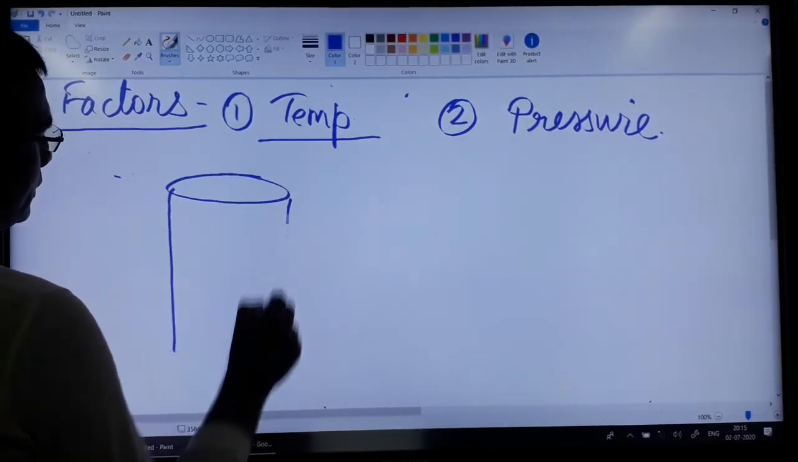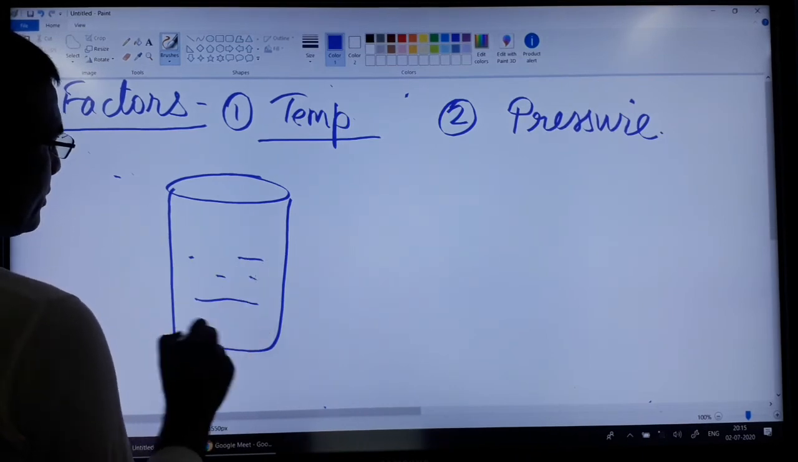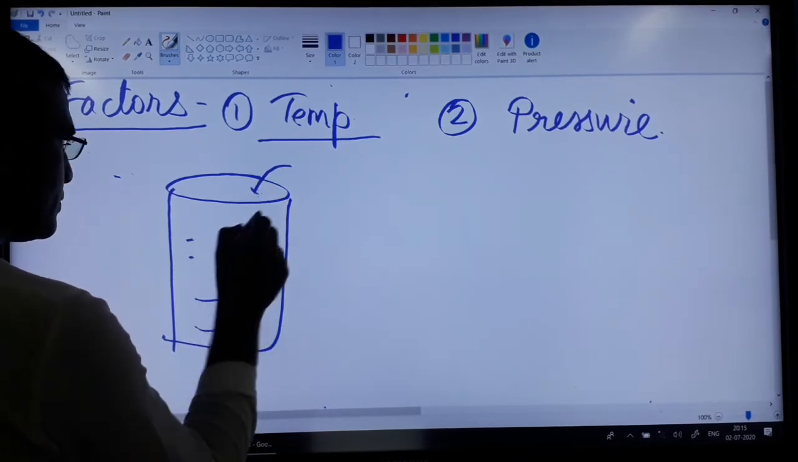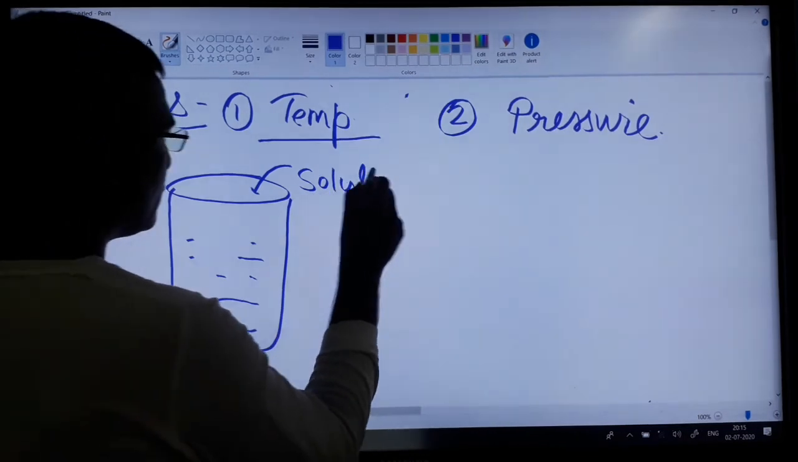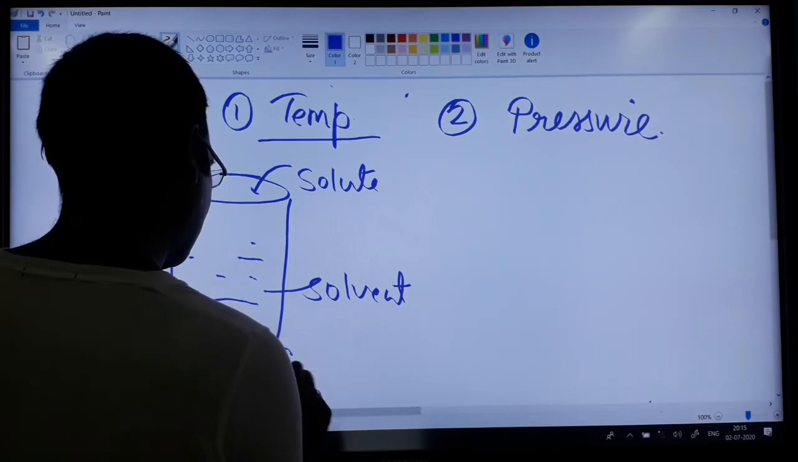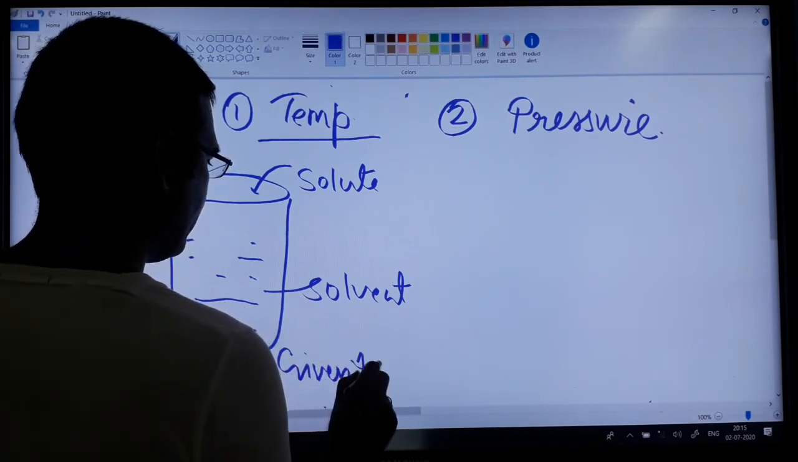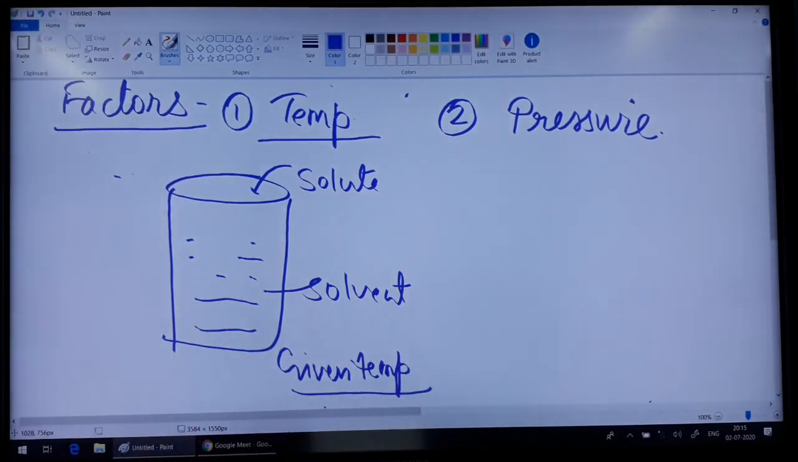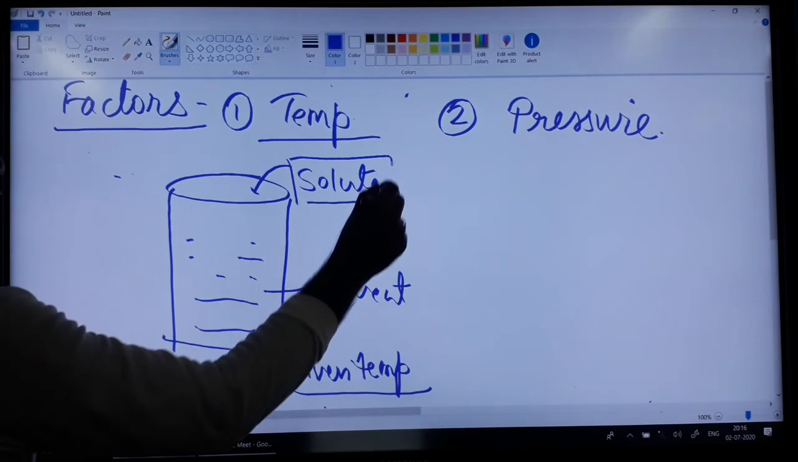Just again you see a container containing a solvent, and you are dissolving solute in solvent at a given temperature, or you can say at room temperature. After a certain concentration of solute, you are unable to mix more amount of solute in this solution. That is called saturated solution, and that concentration of solute is called solubility.